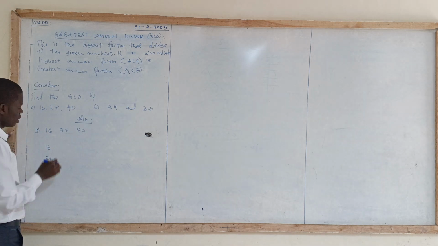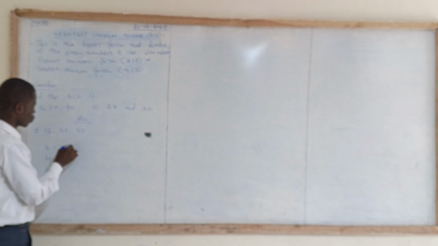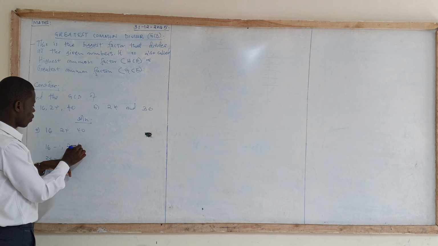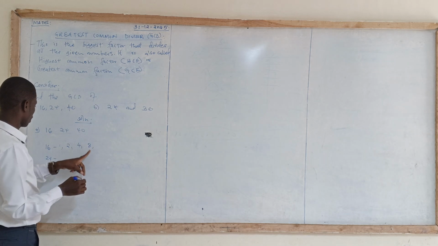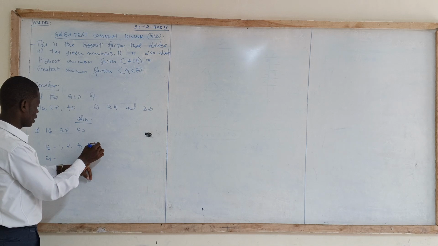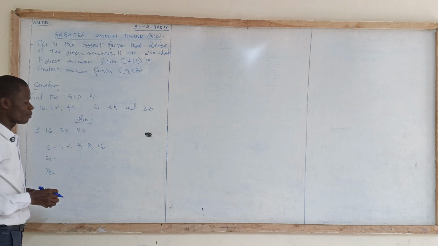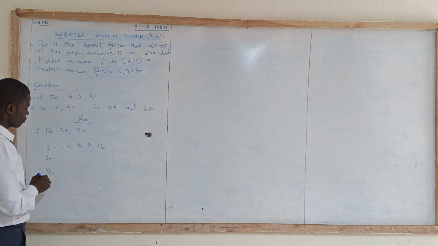The first factor of 16 is 1. The next factor is 2. The next factor is 4. The next factor is 8. The next factor is 16. So these are all the factors of 16. This is the listing method.